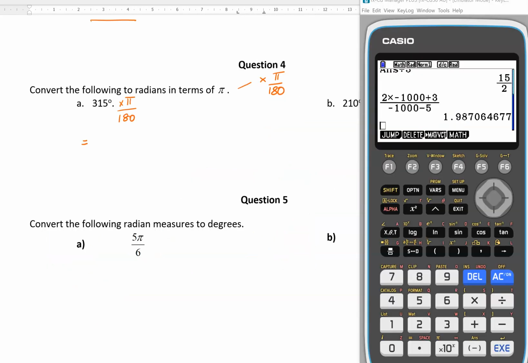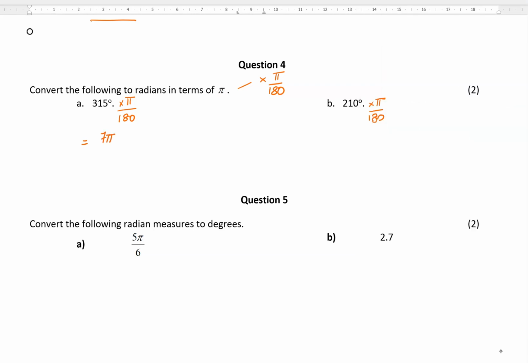With question 4, it's a simple pop it into your calculator. To convert radians to degrees, we times by pi over 180, so we get 7 pi on 4. It's that easy. And of course, to go the other way, we just times by 180 over pi, or as I like to do, I just replace pi with 180 and it will do it for me. So check your answers there. That's pretty straightforward.